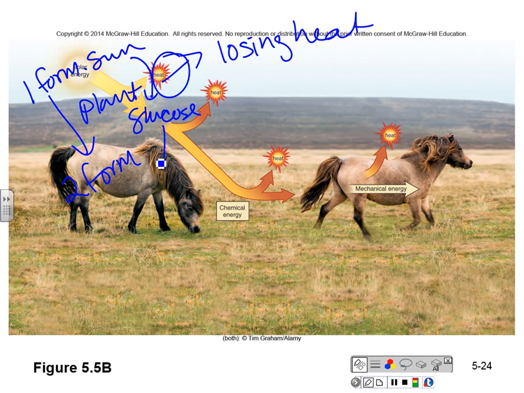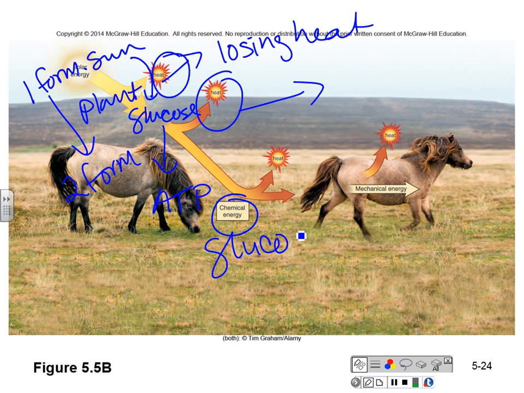Then what do the animals do? The animals take the glucose and we turn it into ATP, but when we do, we lose heat as well. Now, if we take this chemical energy, let's say this is glucose, and we're going to turn it into ATP, they're telling you you're going to release heat at the same time.